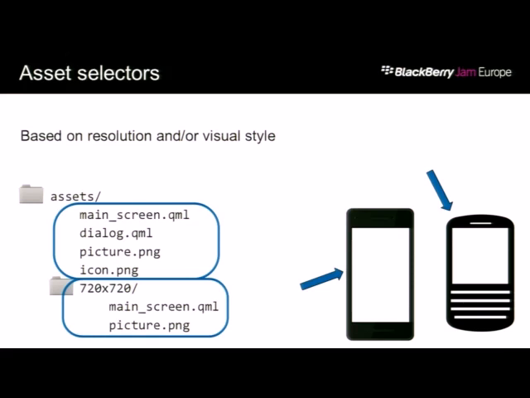This kind of asset selection applies on resolution. Instead of creating a folder with 720x720, you can type the resolution of the Z10 device instead. You can also use the visual style as the asset selection indicator, or the default style, because one difference between the full touch and the QWERTY device, the Q10, is that the default visual style of the full touch is the bright theme, whereas the QWERTY has the dark theme as default. So this is how you would use the asset selector feature.